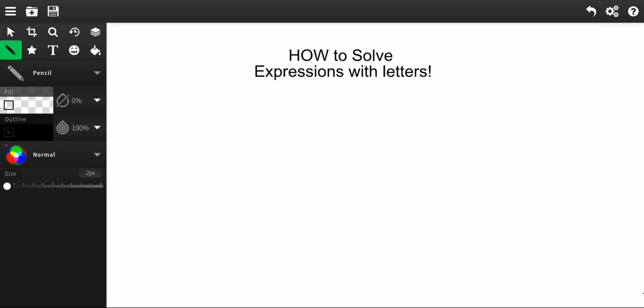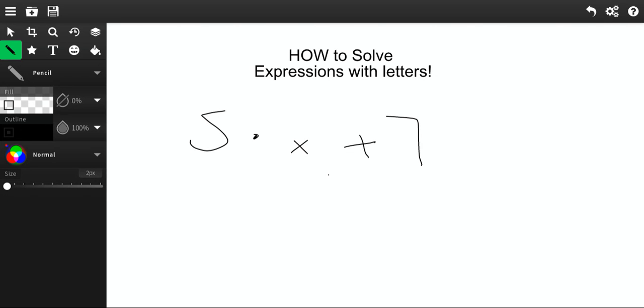How to solve expressions with letters. So, we'll start with a very simple one. 5 times x plus 7. That's a very simple one. So, that is the expression. So 5 times x plus 7.